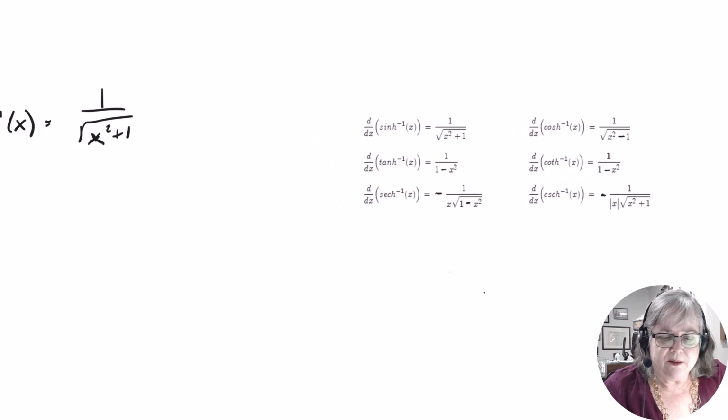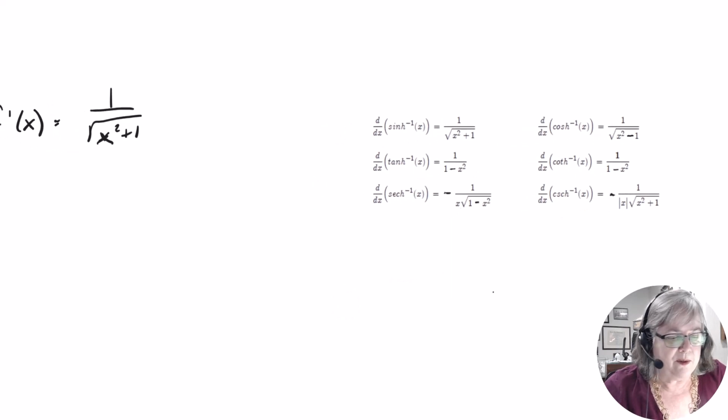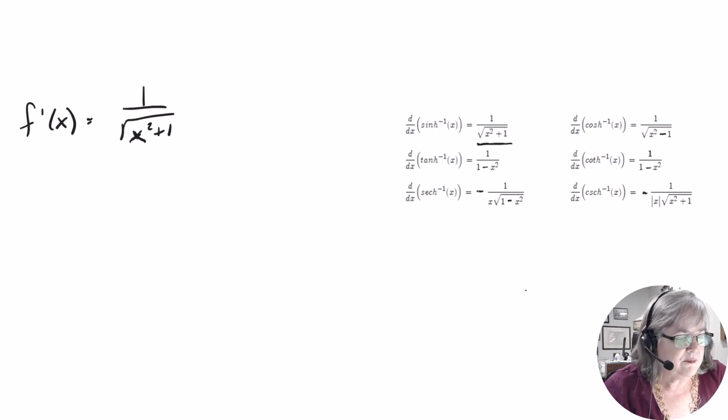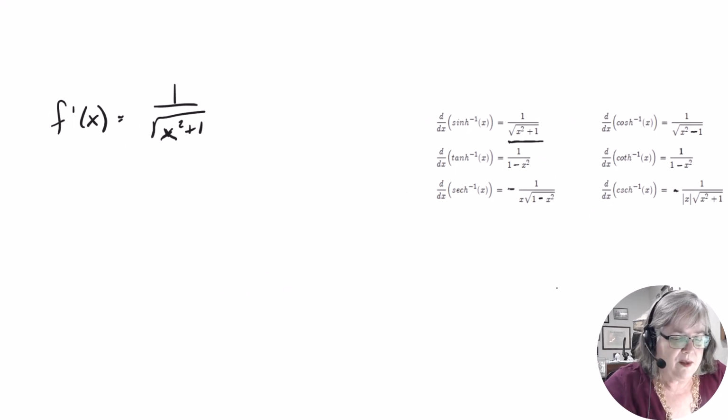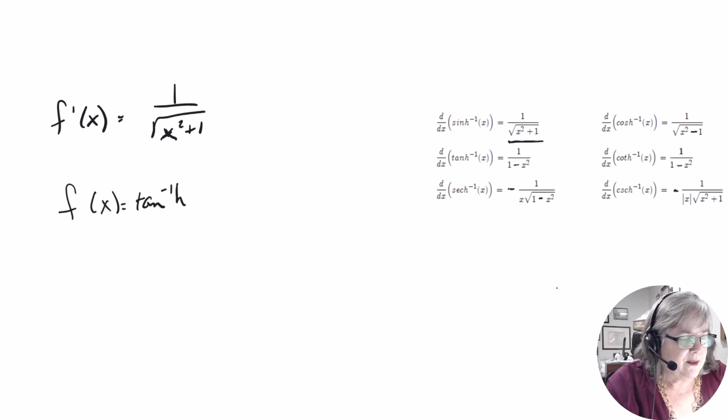Now, if we are looking for 1 over the square root of x squared plus 1, that would be this one right here. So this would be the inverse hyperbolic sine of x plus c.